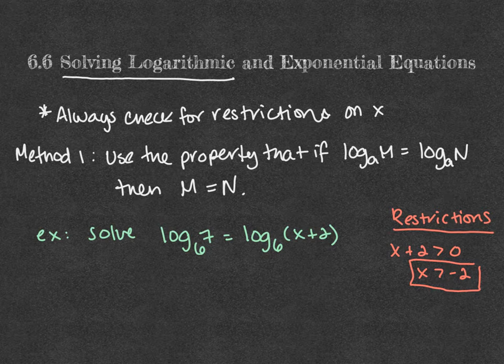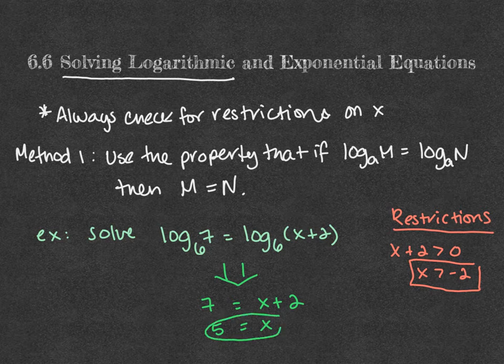Because I have a single logarithm on the left and a single logarithm on the right, and they both have the same base, that means that 7 is equal to x plus 2. Therefore, x is equal to 5, which is a good solution because we know that x must be greater than -2. So that was method 1. Now let's talk about method 2.